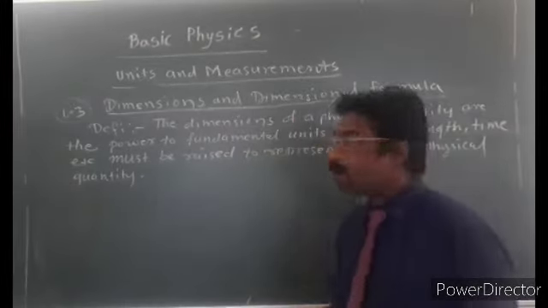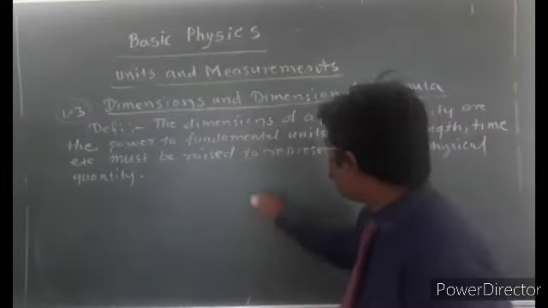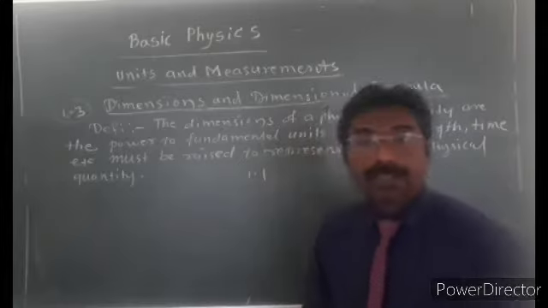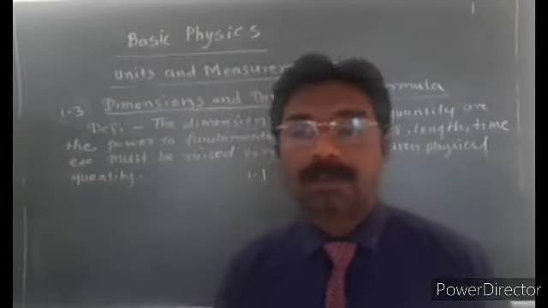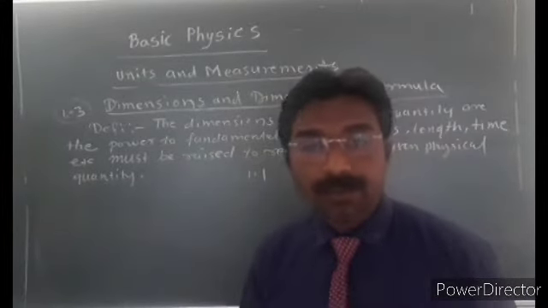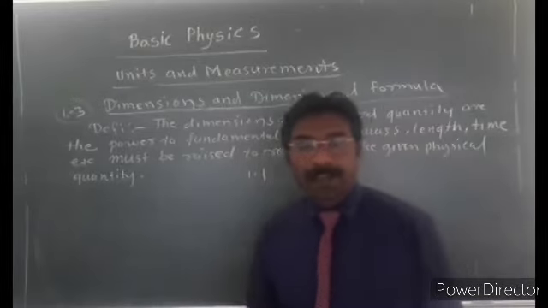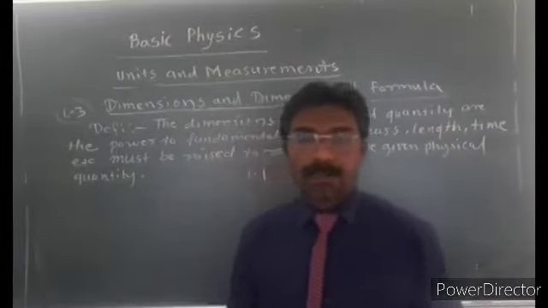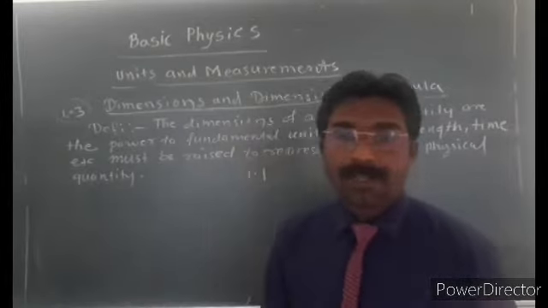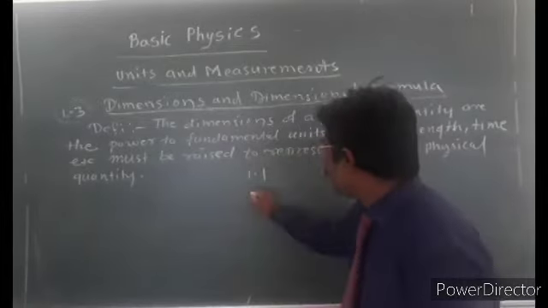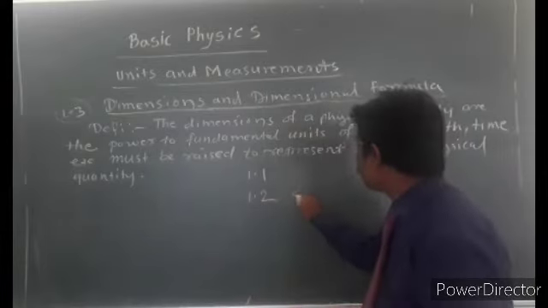In the previous lecture, we have already introduced this chapter, units and measurements. In 1.1, we have discussed what is meant by physics, what are the physical properties of matter, what are the chemical properties of matter, what is meant by unit, then what are the fundamental physical quantities, what are the derived physical quantities, how can we differentiate the fundamental physical quantities and derived physical quantities, what is meant by fundamental unit and what is meant by derived unit. In 1.2 we have discussed systems of units.